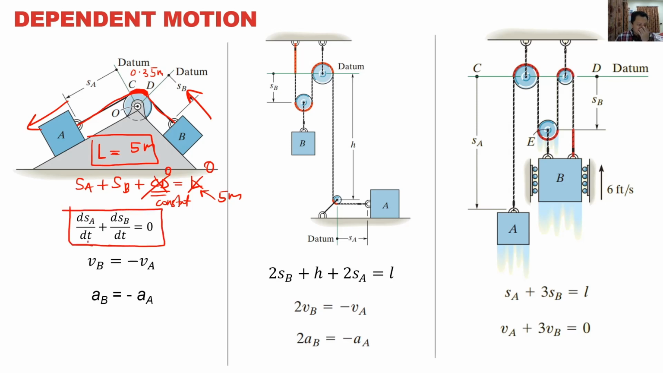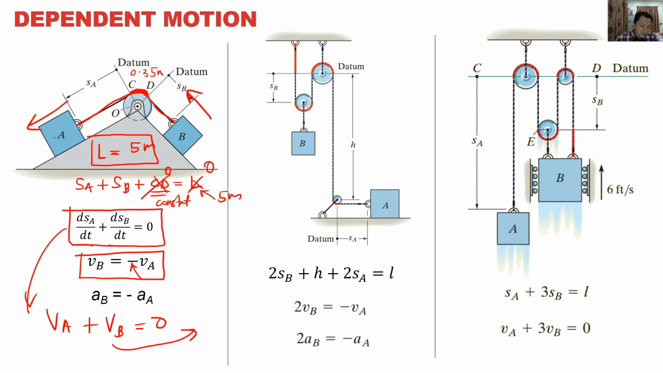So dSA over dt is actually, this one is actually VA plus VB is equal to 0. That's why you get it like this. You bring this over here, so you get VB is equal to negative VA. This negative is just telling you that one is going to get bigger, one is going to get shorter, or the other way around. So this negative is just telling you the motions are opposite. So this is how you solve it.